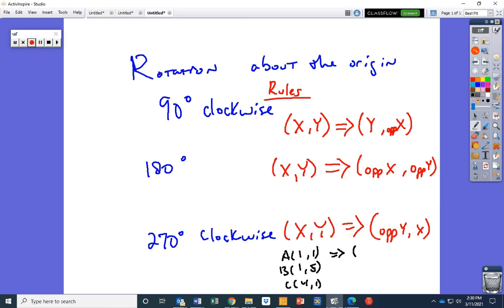Okay, so if I am going 270 degrees clockwise, 1, 1. They're going to flip, so this one's going to be negative 1, 1. This one's going to be negative 5, 1. And this one's going to be negative 1, 4. You guys see where all those points came from? Okay. So now let's graph them.